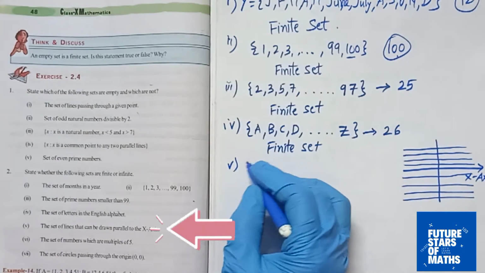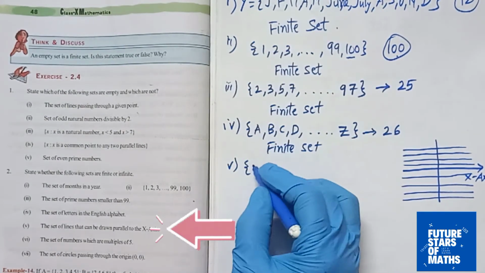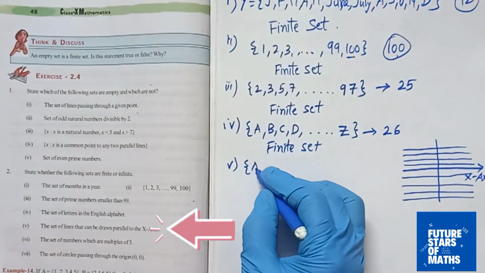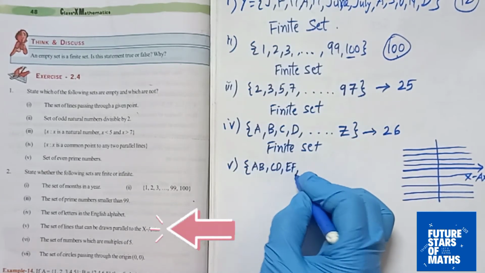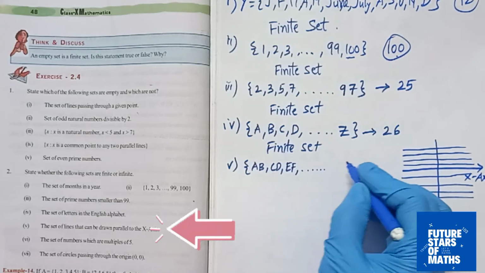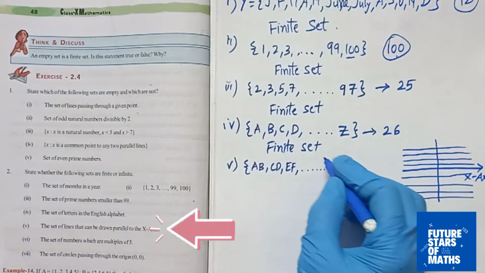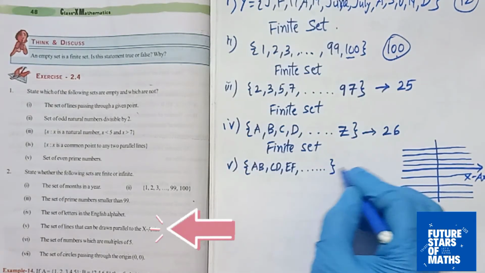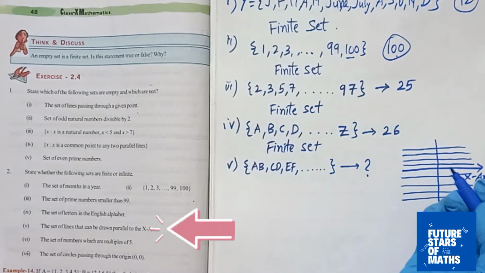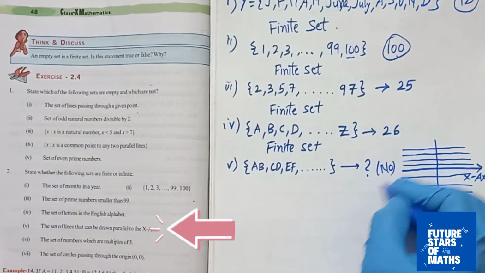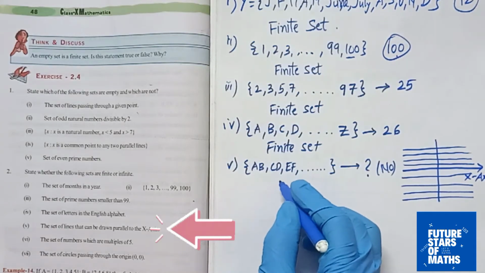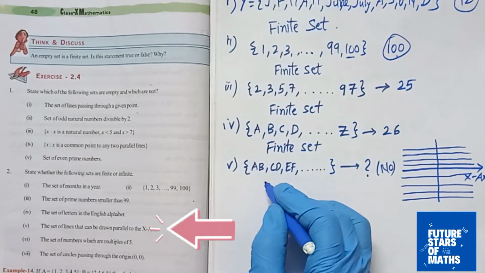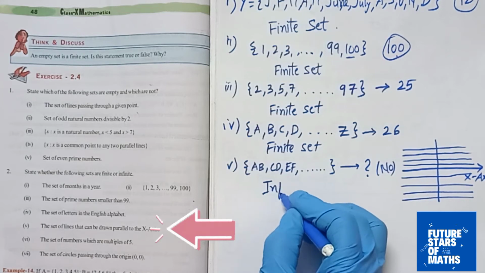So what do we get here? If we suppose we write A, B, then C, D, then E, F, like this, many more lines can be drawn. The number of lines cannot be counted. Here, can we count? No. So many lines can be drawn. So what can we write, is it a finite or infinite set? It is an infinite set.